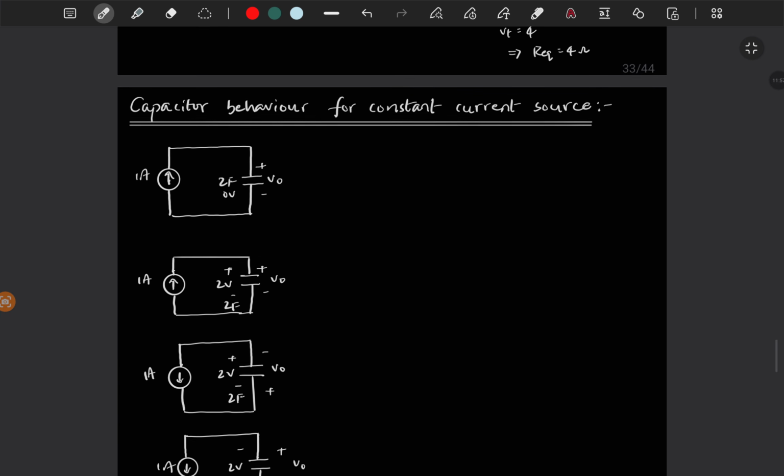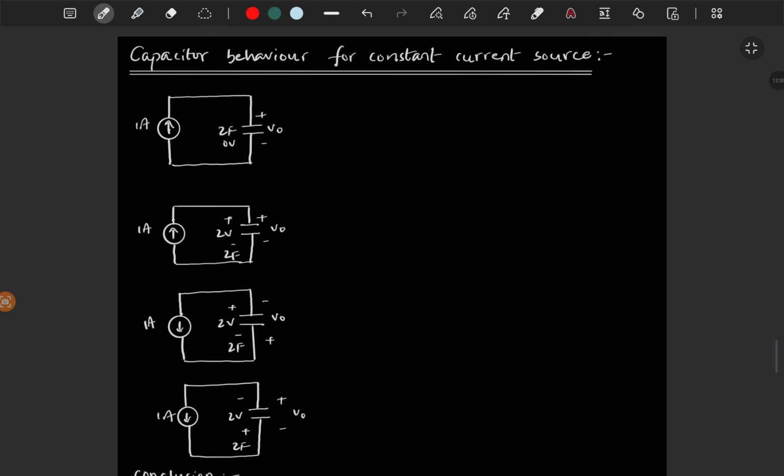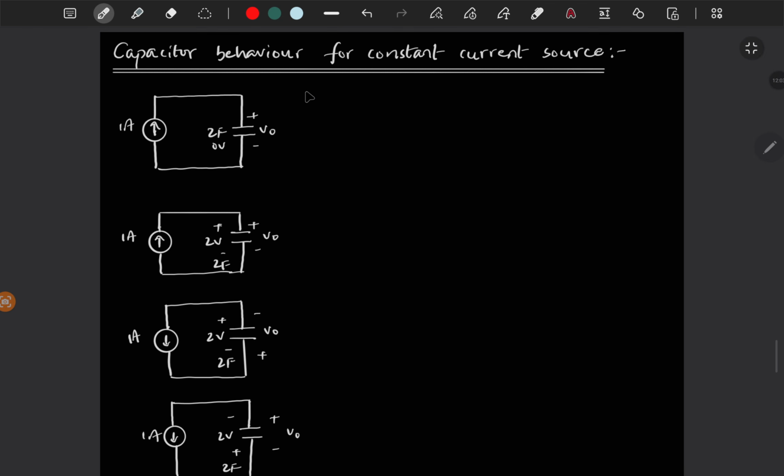Now we will jump on to other topic, which is what is the capacitor behavior for constant current source. So we are pumping a constant current source of 1 amp through a capacitor of 2 farad, which has initial voltage of 0, and you have to find the output voltage across the capacitor. So for a capacitor, IC is equal to C dV by dt.